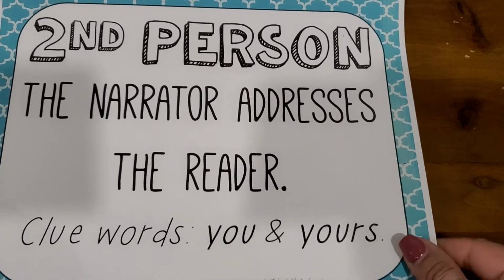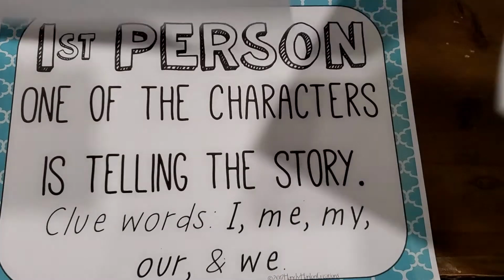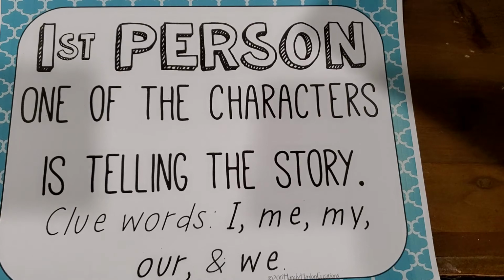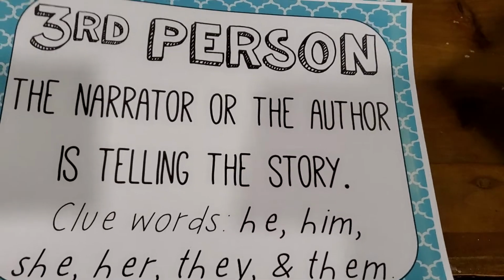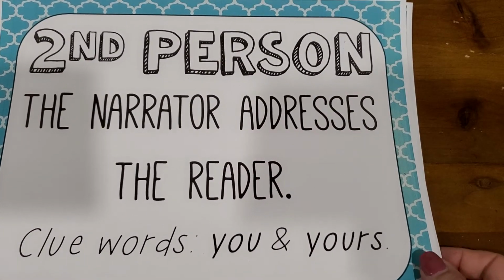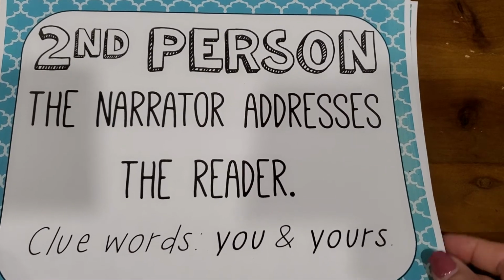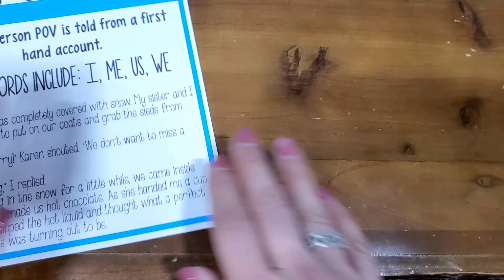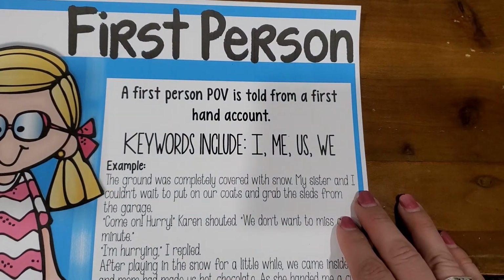All right, so first person, the person in the book, one of the characters is talking. Third person, the narrator is telling the story. And second person, the narrator is talking to the reader. All right, I'm going to give you some examples. Here's a first person example.